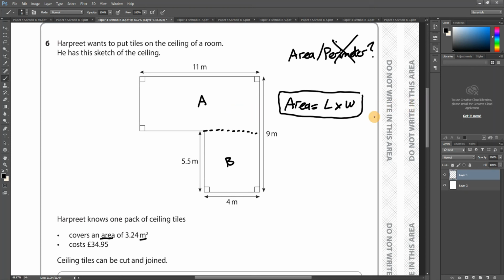So let's work out shape A first. I need this right here, I need the width of shape A. So can you guys see it's 9 all the way from top to bottom, but I don't need 9. I don't need this bit here, which is 5.5. So it's going to be 9 take away 5.5, which is 3.5 meters. Okay, and I've got the length, that's 11.